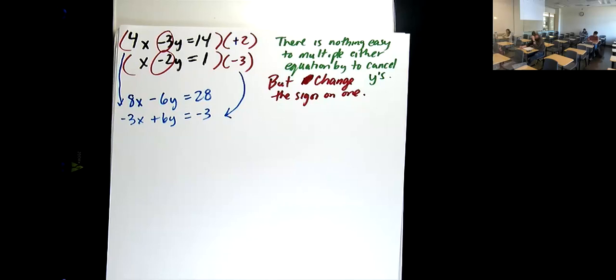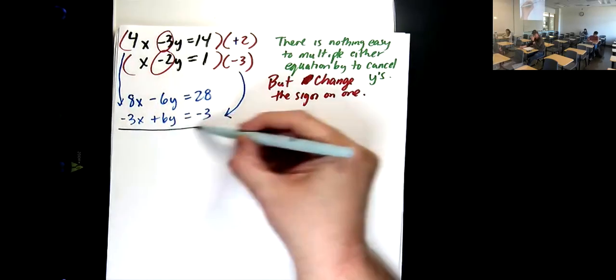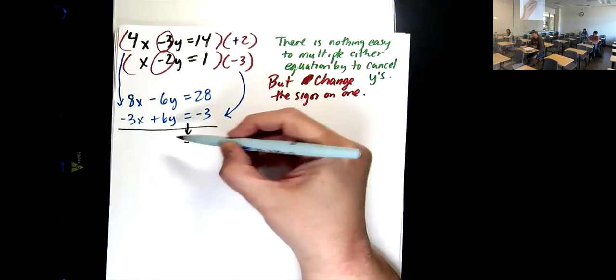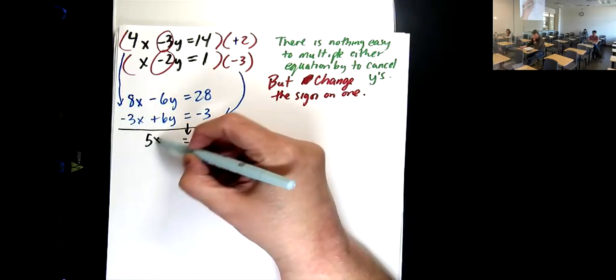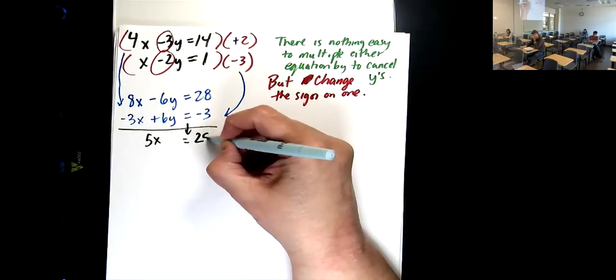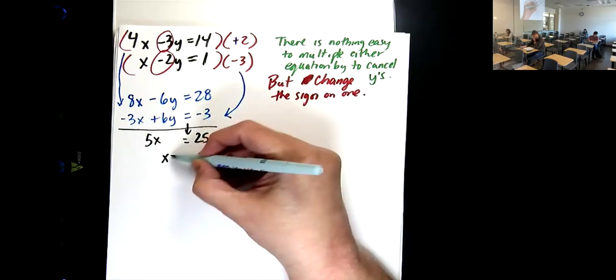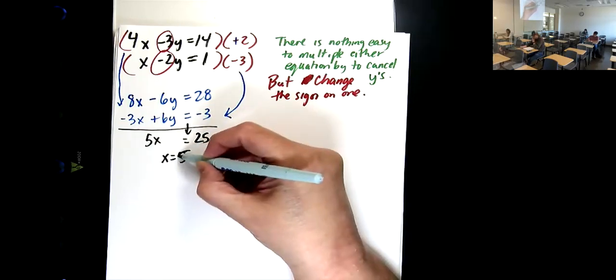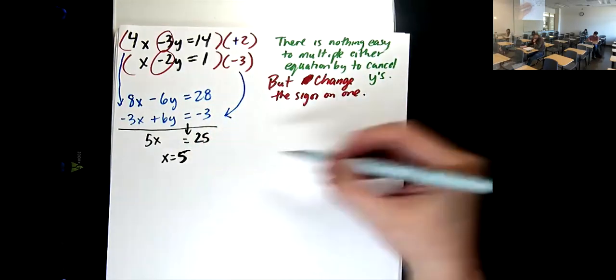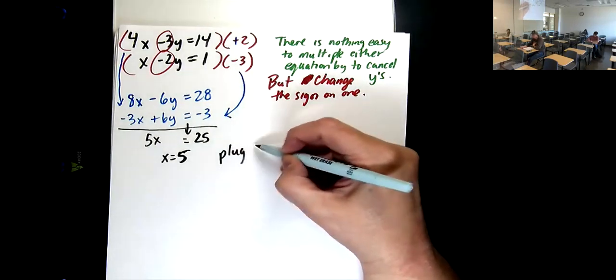So we add them together. And my y's go away, of course. I have 5x equals 25. X equals 5. And plug that back into an equation.